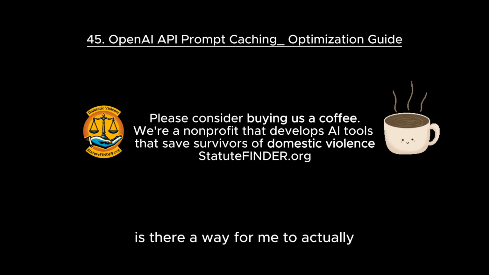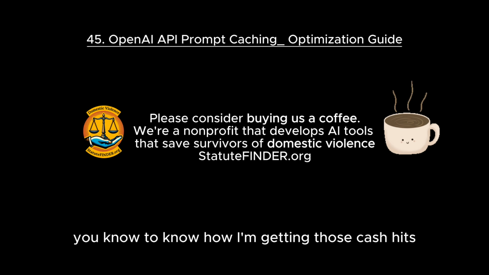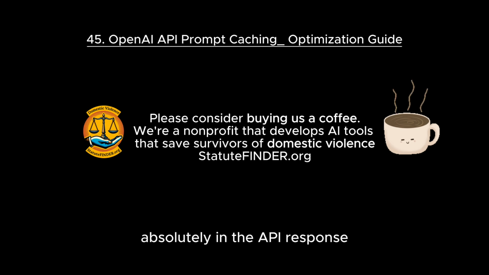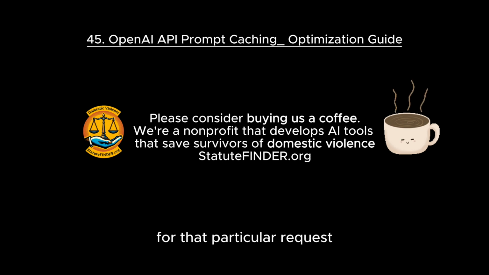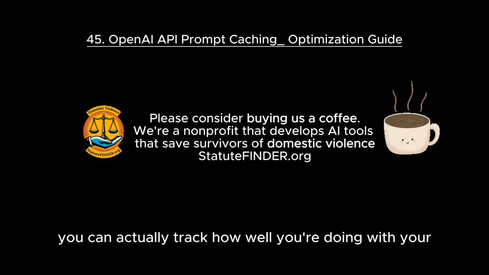Is there a way for me to actually see this happening in real time, to know if I'm getting those cache hits? Absolutely. In the API response, there's a field called cached tokens. This tells you exactly how many tokens were pulled from the cache for that particular request. So you can actually track how well you're doing with your prompt structuring.